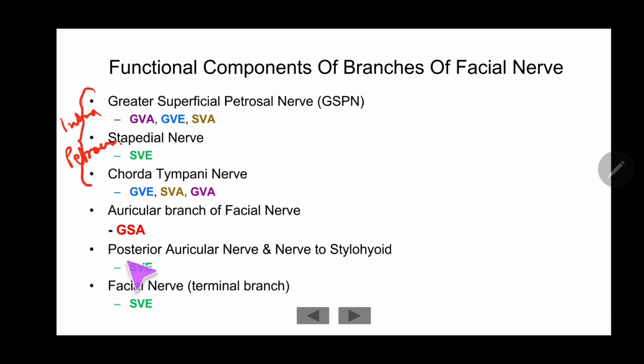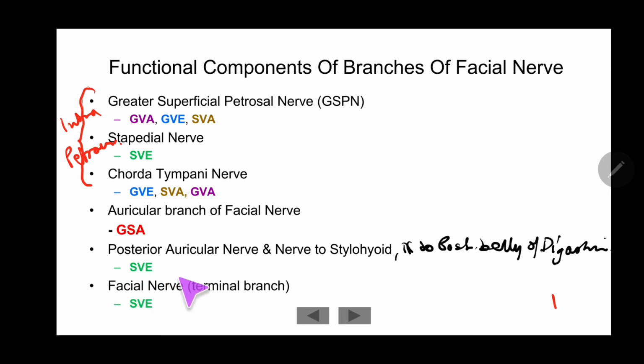So this nerve is the posterior auricular nerve, and the other nerve here is the nerve to stylohyoid, as well as the nerve to the posterior belly of digastric. So remember, posterior auricular nerve, nerve to stylohyoid, and nerve to posterior belly of digastric. These are the three branches, and all these muscles, as I have told you, will be supplied by the special visceral efferent component.